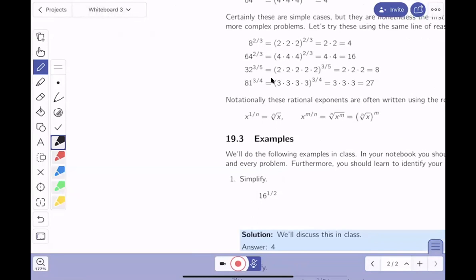All right, let's keep moving on. And again, meaning is everything. Do you understand the meaning of this? Let's write this one down. This is 8 to the 2/3.